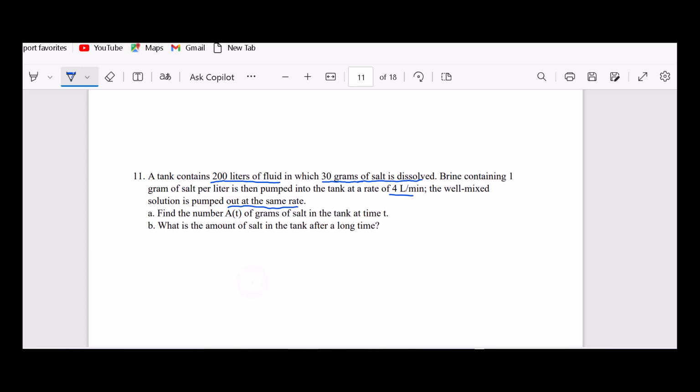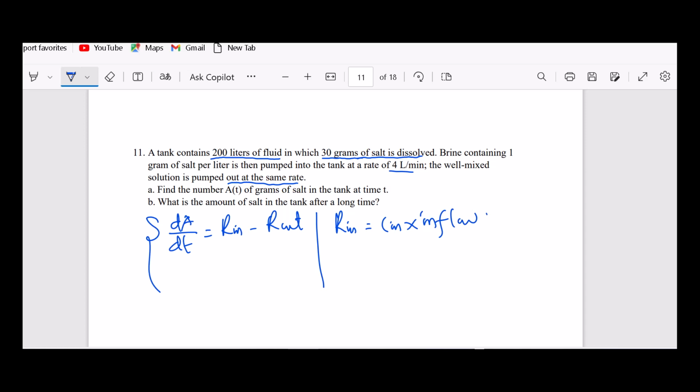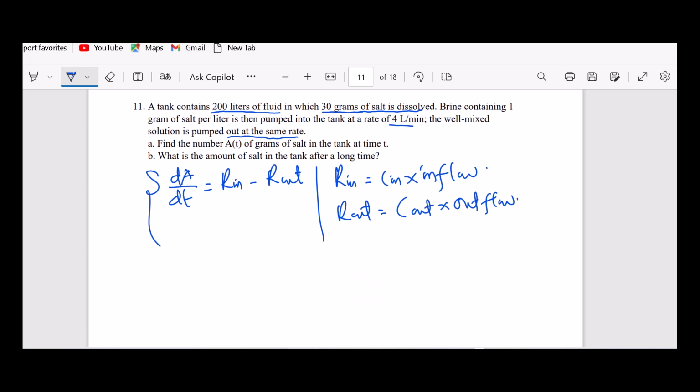Okay, so right now we know that the model should take the form dA/dt is equal to R in minus R out, and we know that our R in is equal to concentration in times inflow, and then R out is equal to concentration out times outflow. So take note of these things.